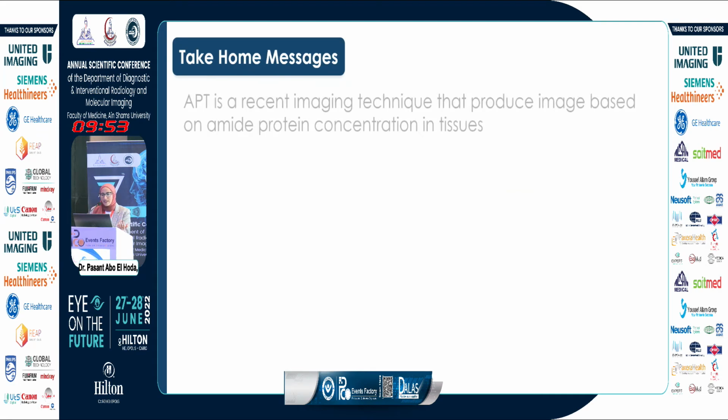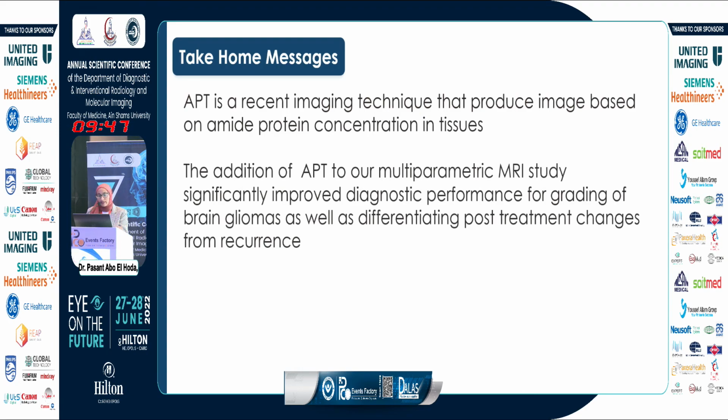So to sum up, APT is a recent imaging technique that produces images based on amide protein concentration in tissue. Adding the additional value of APT to our multiparametric MRI studies significantly improved diagnostic performance for grading of brain gliomas as well as differentiating post-treatment changes from recurrence, which also has added value in patients with renal failure as it doesn't require any contrast and it usually takes less than 5 minutes as a sequence.